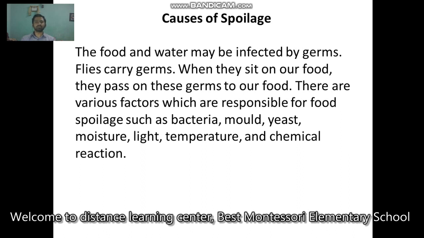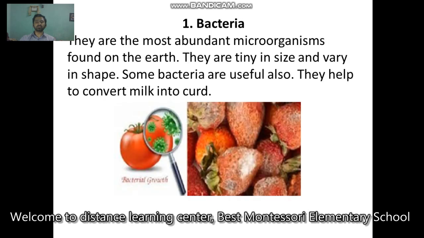Now today we are going to discuss some of the factors that are responsible for spoilage of food. The first one is bacteria, the most abundant microorganisms, very small in size, though they vary in size. Bacteria are responsible for spoiling food, but these microorganisms are helpful too. Bacteria convert milk into curd, but bacteria also deteriorate our food. Bacteria develop in a tomato, bacteria develop in a strawberry.